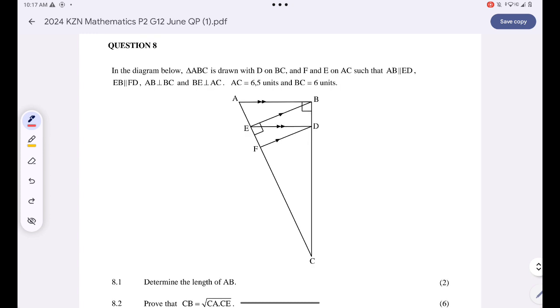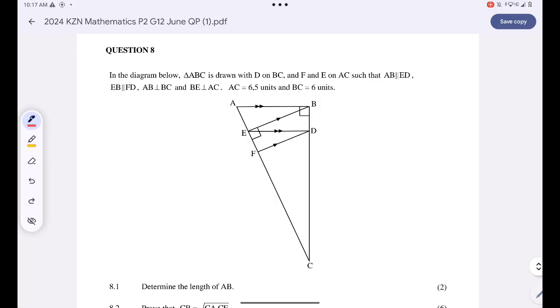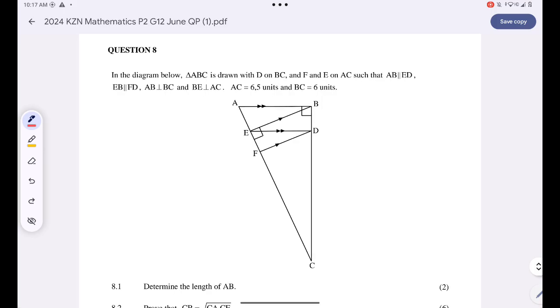In the diagram below, triangle ABC is drawn with D on BC, F and E on the AC, such that AB is parallel to DE, as well as EB is parallel to FD. Okay, and then we are told that AB is perpendicular to BC and BE is also perpendicular to AC. And then we are given the length of AC and also the length of BC. The first question, they want us to determine the length of AB.